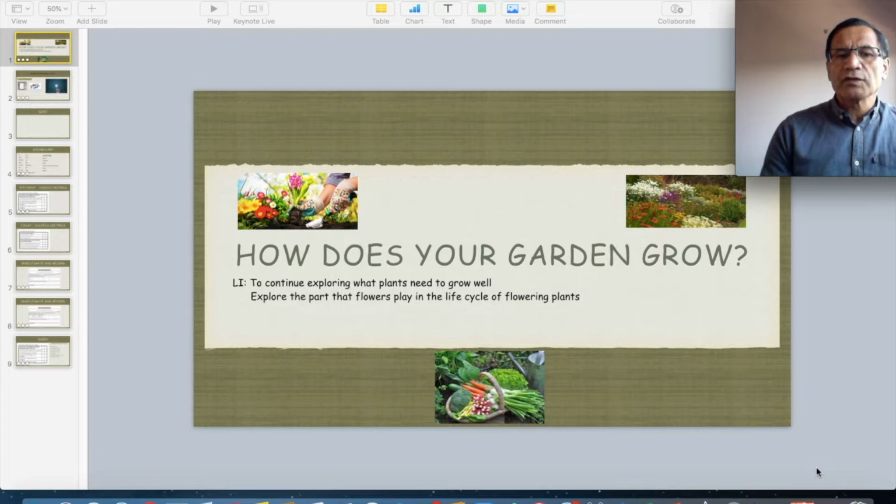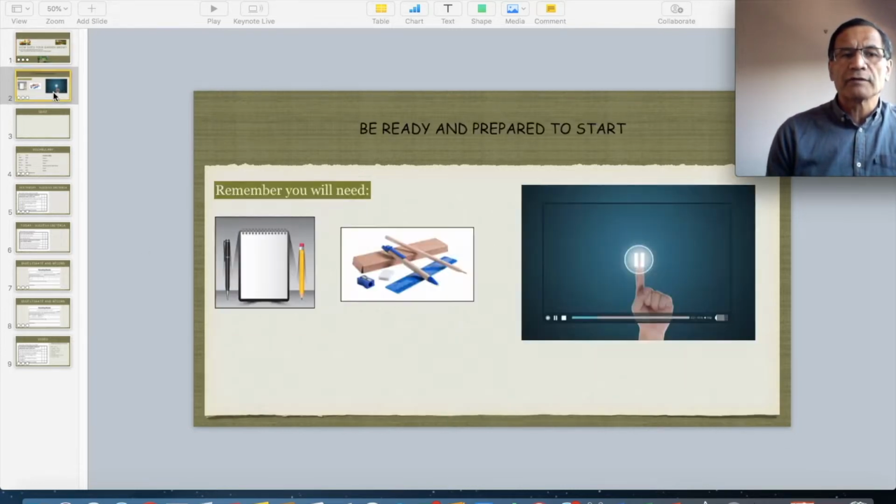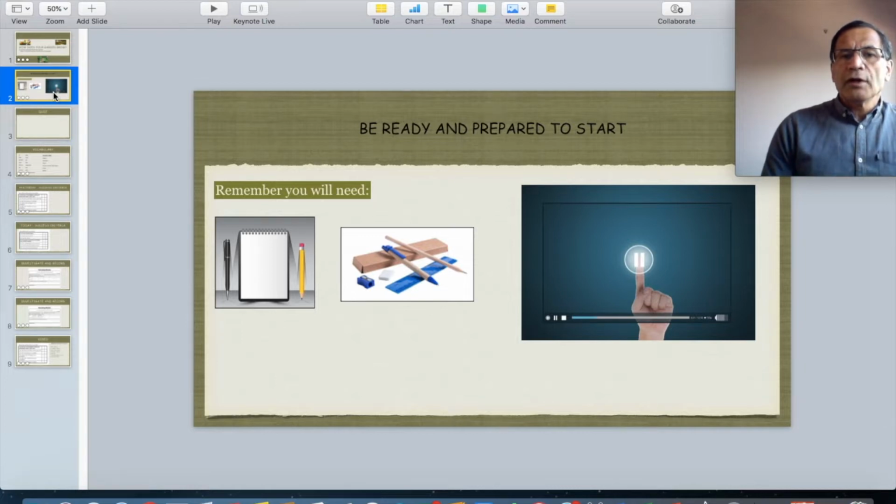The theme of course is how does your garden grow? We're going to continue with the same aims we had last week. So the first one is to continue exploring what plants need to grow well. And the second, explore the part that flowers play in the life cycle of flowering plants. You know this step, you're very familiar with it now.